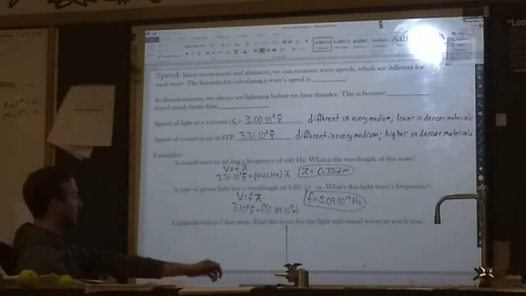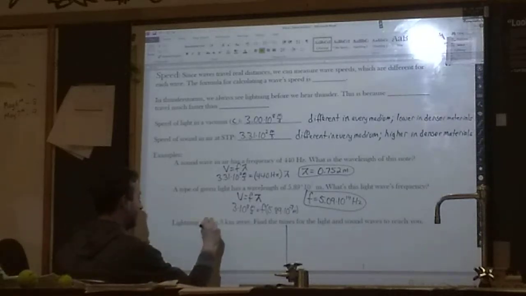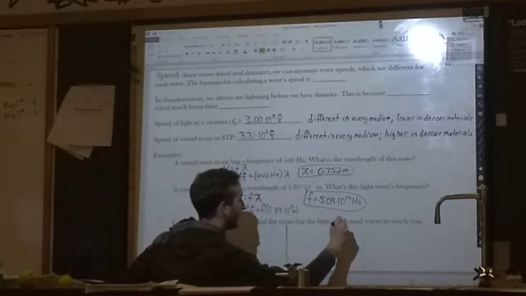Last question for these notes. Let's say lightning, this is a practical application. Lightning strikes 3 kilometers away. Find the times for the light and sound waves to reach you. We'll do light over here, and we'll do sound over here.